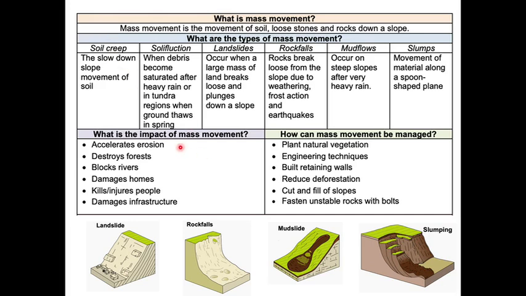Firstly, it accelerates erosion. Of course, erosion is going to take place. All right? It can destroy forests. As it moves down the slope, it takes the trees with it. The movement of rocks, stones and soil can end up in a river, and then it can block the river. Then if you've got a home in the way of something like this, there's no hope for you. Okay? It will damage you. It kills and injures people.